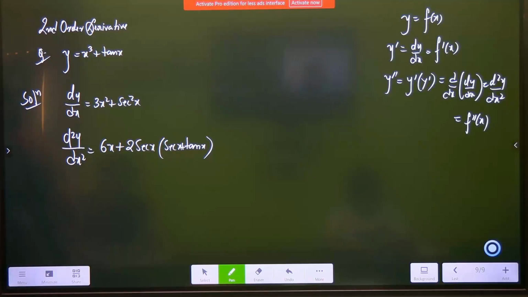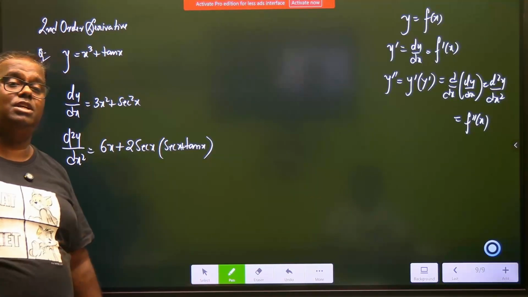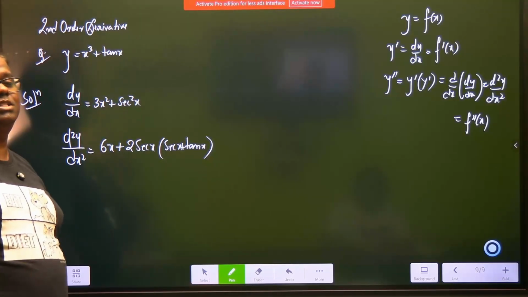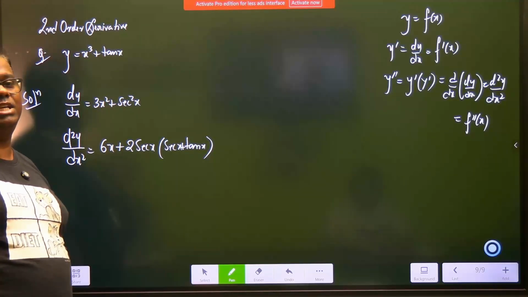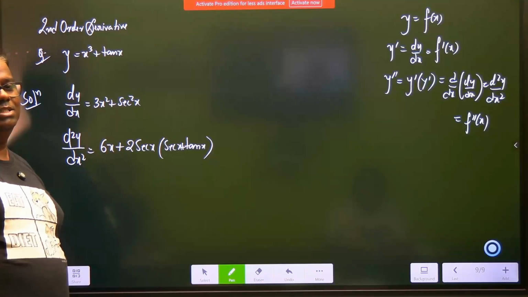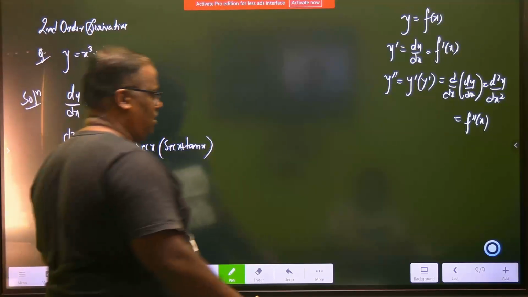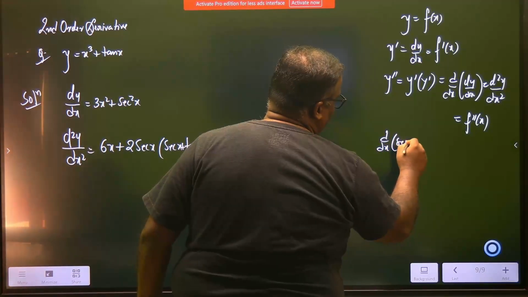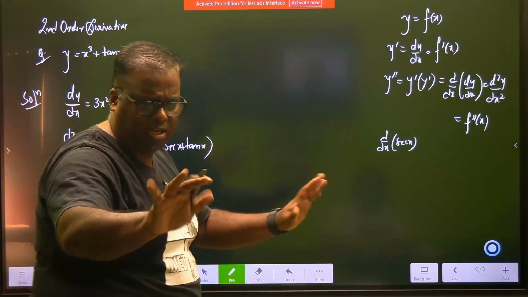What is d/dx of sec x? Look, your formula sheet should be there. d/dx of sec x is sec x tan x. If you have a confusion, I am having a confusion on d/dx of sec x. I don't remember.